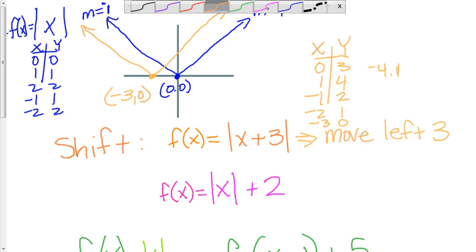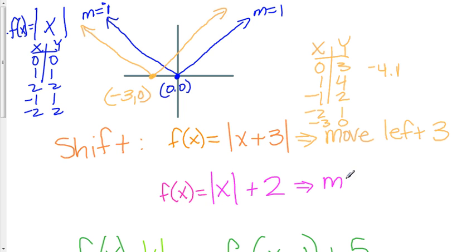Our second function here is f of x equals the absolute value of x plus 2. When it's not with the x, then that's affecting the y values. And when it affects y values, it moves in the same direction as what is there. So this will move up 2. And so instead of being at 0, 0, it would be up here at 0, 2. And our slopes would still be 1 on this side and a negative 1 on this side.